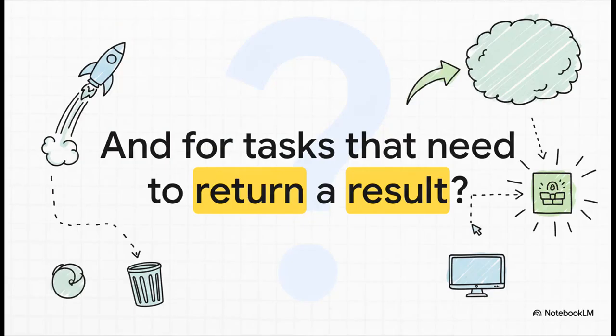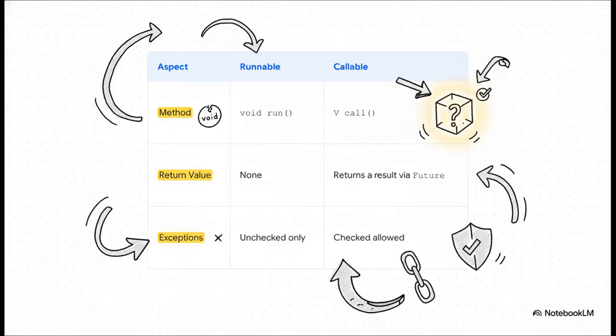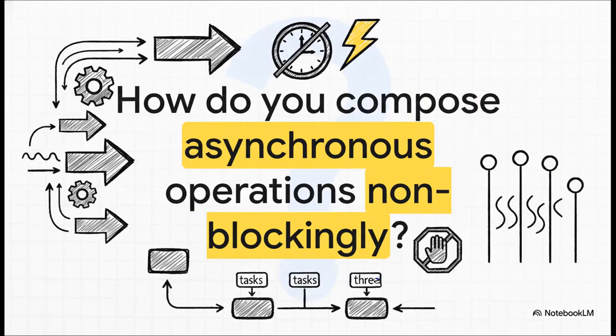Oh, a great follow-up. The interviewer is guiding the conversation from those simple fire-and-forget tasks to the more complex asynchronous jobs that actually produce a value we need to use later. The key difference here is pretty clear. Callable returns a value, and it's wrapped in this special object called a Future. It can also throw checked exceptions, which just makes your error handling way more robust and explicit. Now that's an advanced question.